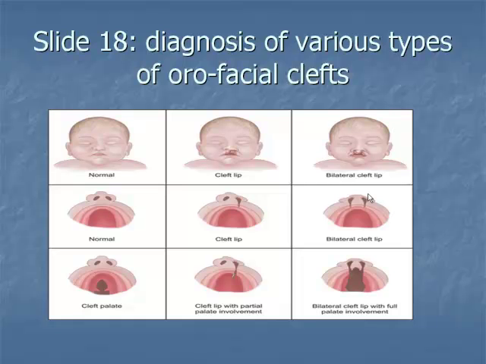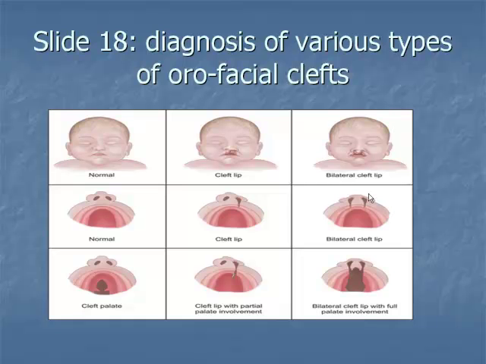The incidence in Africans is not known, but it can be in the neighborhood of 1 in 1,500 to 2,000 live births. In the Caucasians, it is about 1 in 1,000, and in Asians, about 1 in 600. Left-sided clefts are said to be commoner than the right.